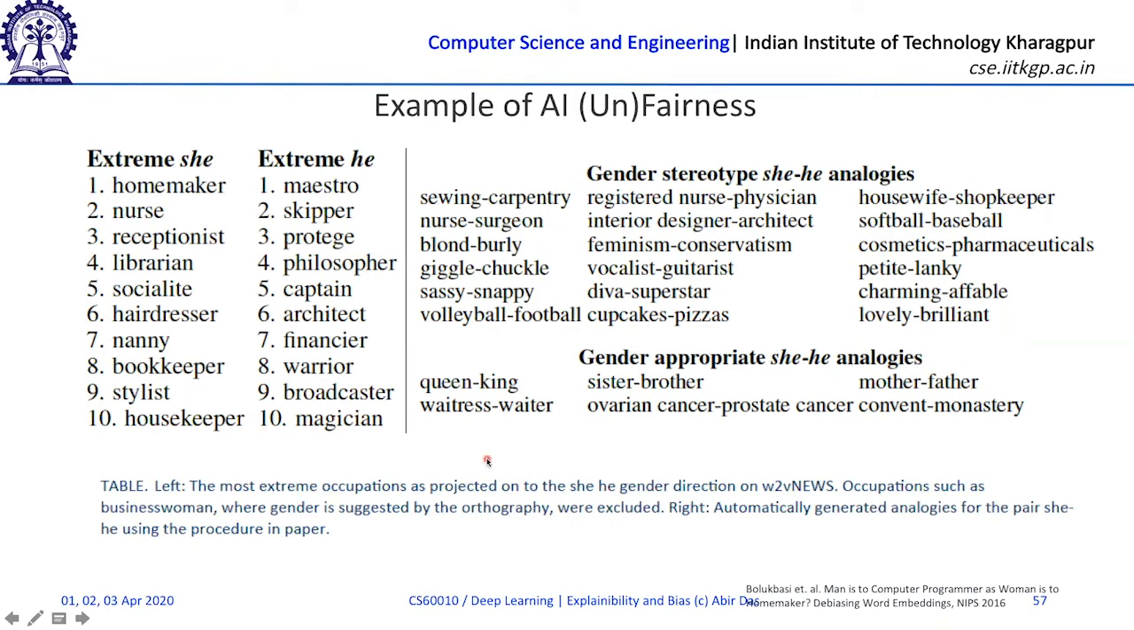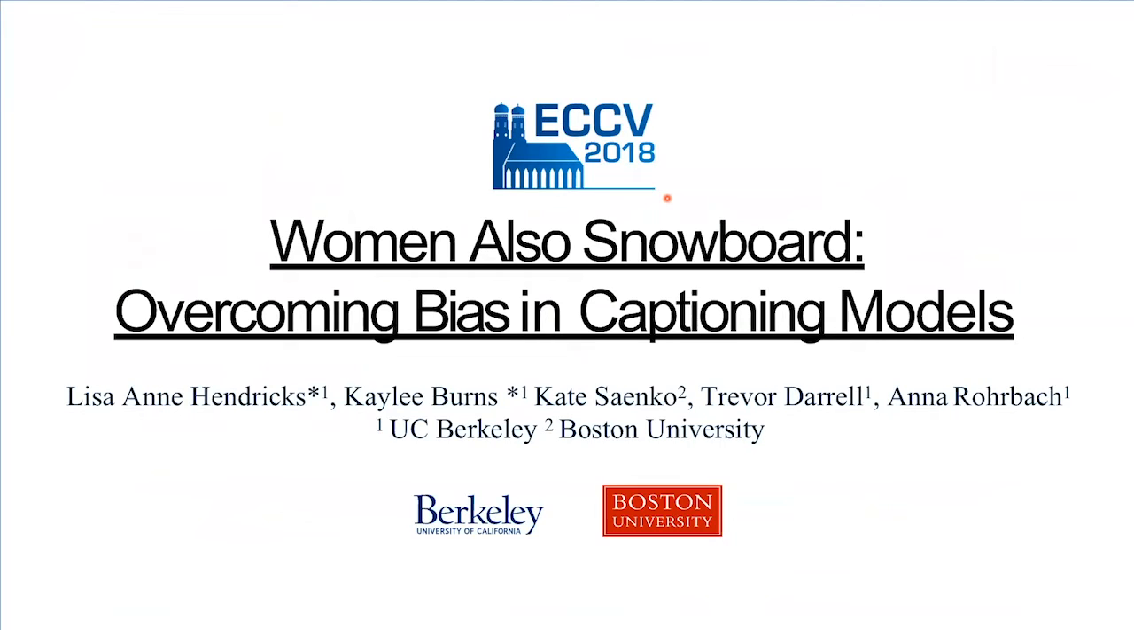Another is the words on the right hand side. These again come from analogy type questions, like if man is to king, then what is woman to? We see that these are automatically generated examples of analogies for the pair she-he. For example, this first analogy tells that if she is to sewing, then what is he to, in this word embedding trained on the W2V news corpus. The right bottom shows some examples which are appropriate pairs, and these are basically the stereotype pairs that have been found.